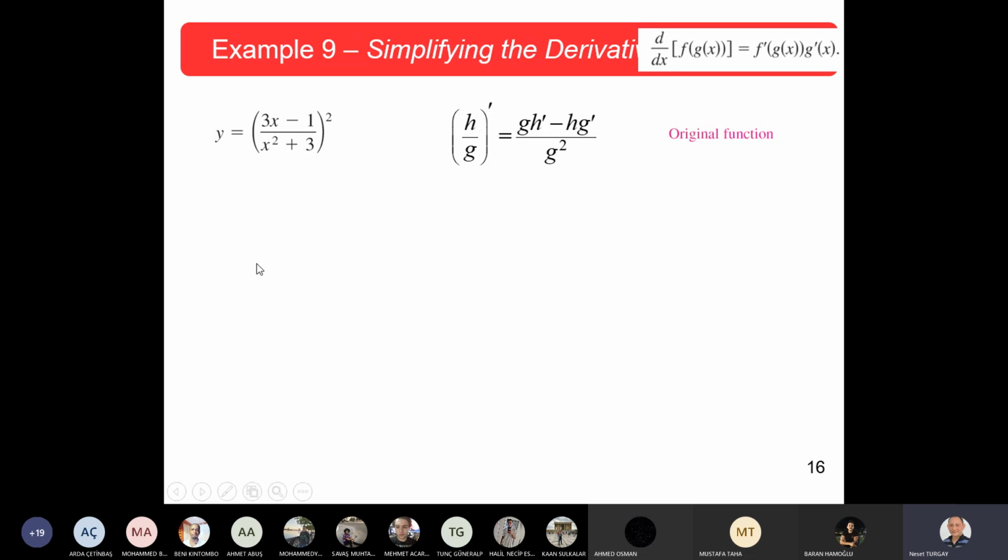So, okay, before starting, who has an idea? What will be here? Just don't tell me the final answer, but how will I start with taking the derivative of this y? What will I write first here? So we are using the chain rule. What will I write here firstly?